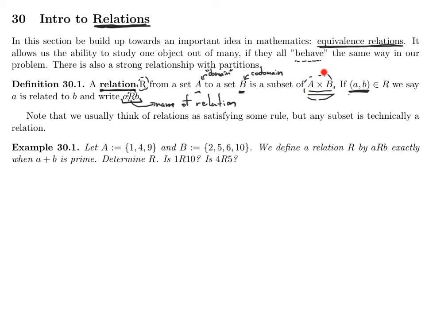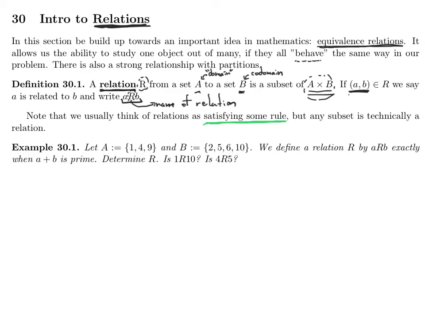You can think of these, of course, just as subsets of the direct product, or the Cartesian product, of two sets. But most times when we think about them, they're going to satisfy some rule. So that's going to be our underlying idea: an element from set A is related to an element from set B if there's some rule that gets satisfied. So that's how we're thinking of them. Let's do a little example, just to make sure we understand what's going on here.